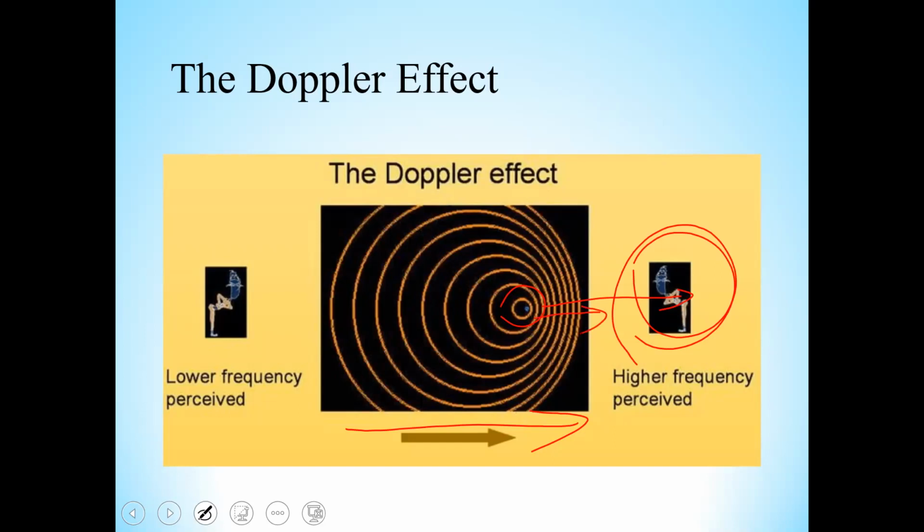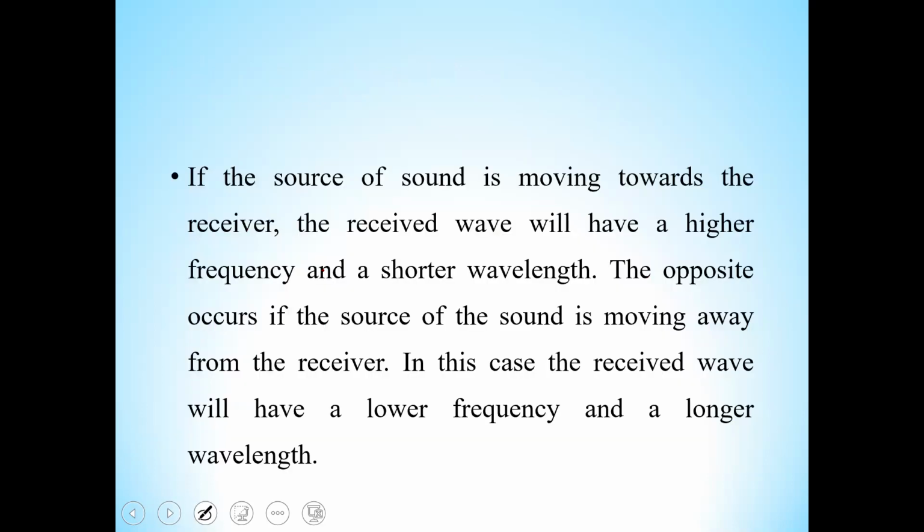And in this image, you can see this is the receiver and this is the source, and the source is moving away from the receiver. That's why the reflected sound wave has a larger wavelength and lower frequency. So due to the movement of either the receiver or the source, there will be a change in frequency.